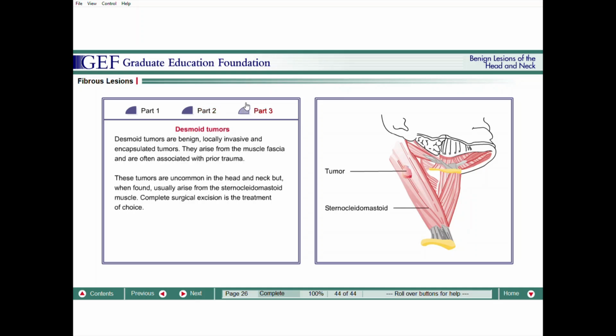Desmoid tumors are benign, locally invasive, and encapsulated tumors. They arise from the muscle fascia and are often associated with prior trauma. These tumors are uncommon in the head and neck, but when found, usually arise from the sternocleidomastoid muscle. Complete surgical excision is the treatment of choice.